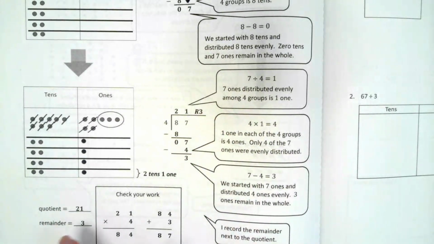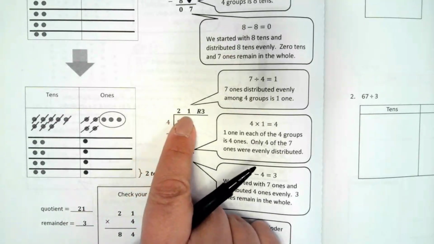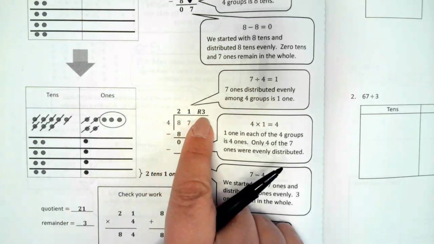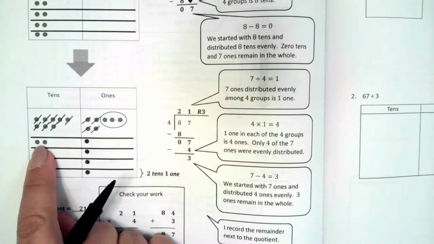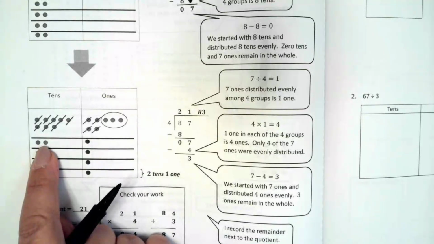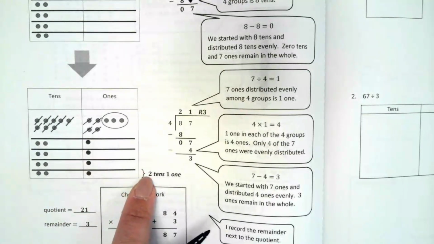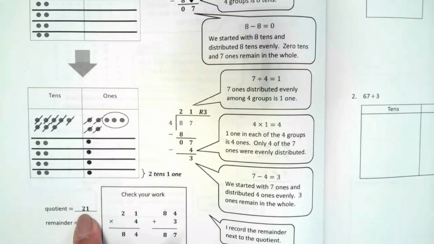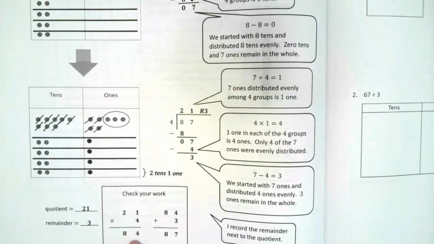Okay. The quotient is 21. Look, we had 2 tens and 1 one. And the remainder is 3. Remainder 3. Look at the place value chart. Do you see each group has 2 tens and 1 one? That's what's labeled right here. 2 tens and 1 one is what number? 21, the quotient.